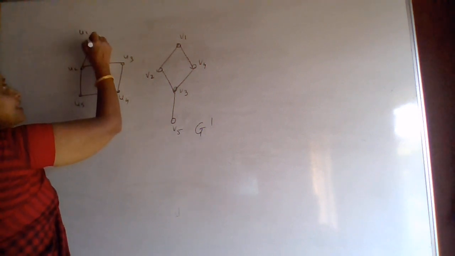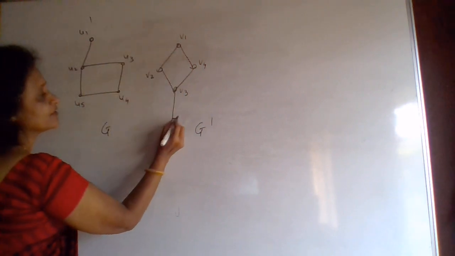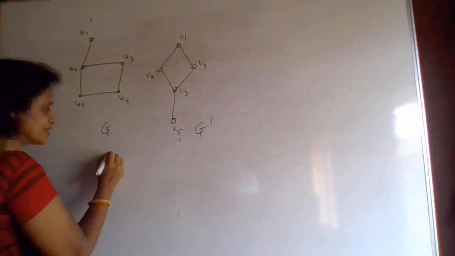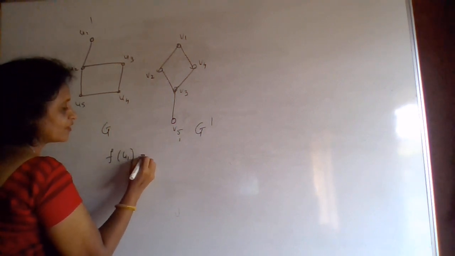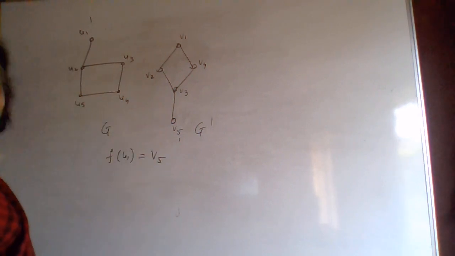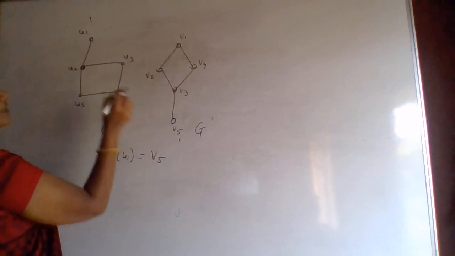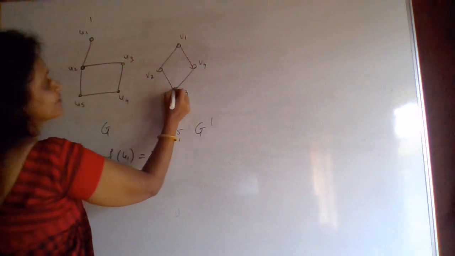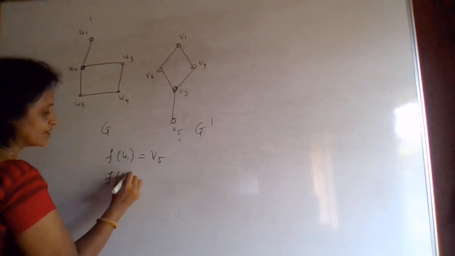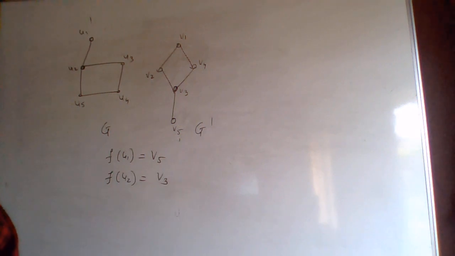This is just simple logic which you can understand otherwise also. You can see here u1 is the vertex whose degree is 1. And here v5 is the vertex whose degree is 1. So obviously we must have f of u1 is v5. And this way you have to construct the function. Now here u2 is the only vertex whose degree is 3. Here v3 is the only vertex whose degree is 3. So obviously we must have f of u2 is v3. And now you can think of the rest.